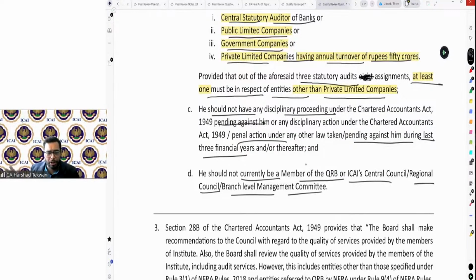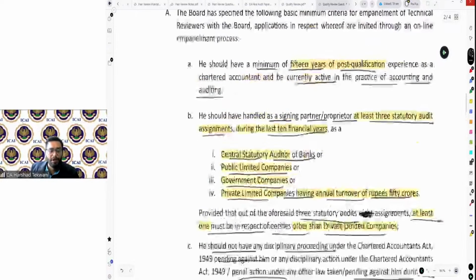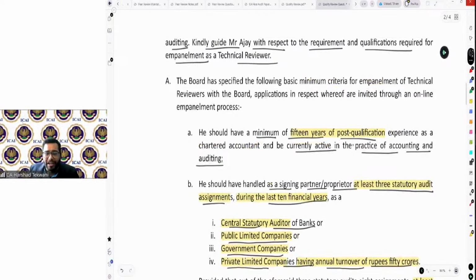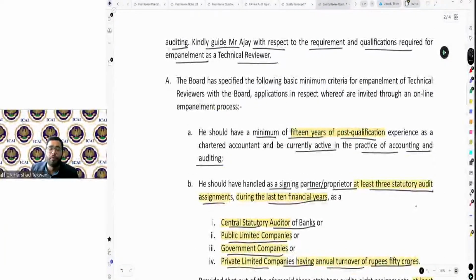So if he is not a member, there are no pending penal proceedings or any taken in the last 3 financial years. If he has served as a proprietor or signing partner on at least 3 statutory audits, and if he has minimum 15 years of post qualification experience and is currently active in the practice, then only he can apply for technical review. So these are certain conditions or criteria for being appointed as a technical reviewer.